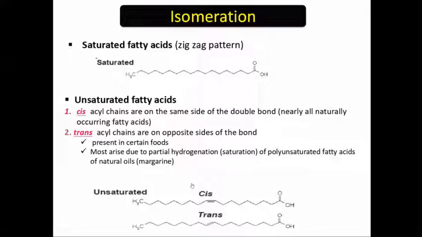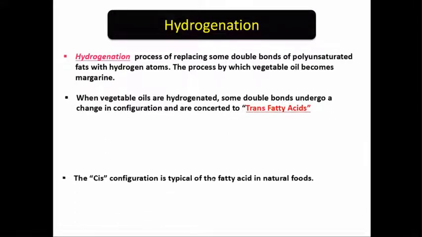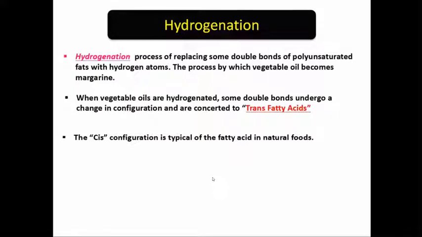Through hydrogenation, okay, cis fatty acids can be changed into trans fatty acids or into saturated fatty acids. Therefore, it is not advisable to take processed foods. Hydrogenation is a process replacing some double bonds of polyunsaturated fats with hydrogen atoms. Therefore, vegetable oils become margarine through hydrogenation. But hydrogenation is not good for our health because it can change cis into trans or cis into what? Saturated fatty acids. And trans fatty acids are the worst form of lipids, which will have a great effect on our health.